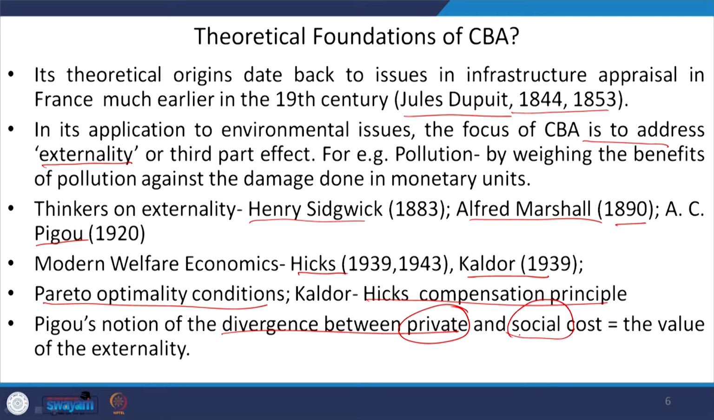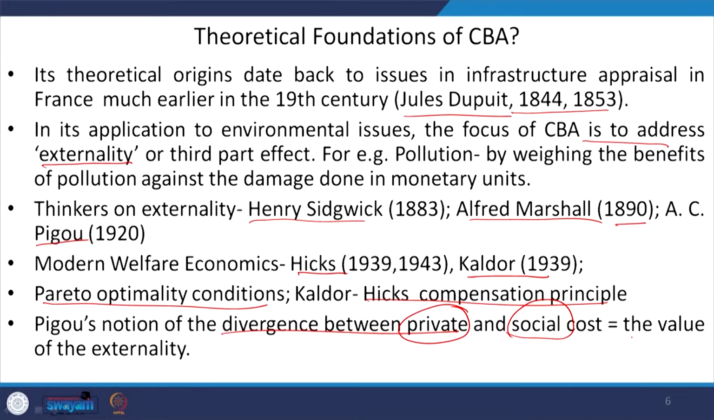So, that means the private benefit is not the benefit accrued to the society, or it is not reflecting the societal benefit; this is not the same. Societal benefit is somewhat different from private benefit, and likewise obviously the societal cost is different from the private cost as well. So, there exists a difference between private benefits and social benefits, private costs and social costs. When we take this divergence between the two, it is capturing the value of the externality.